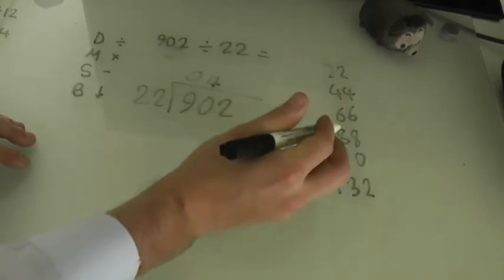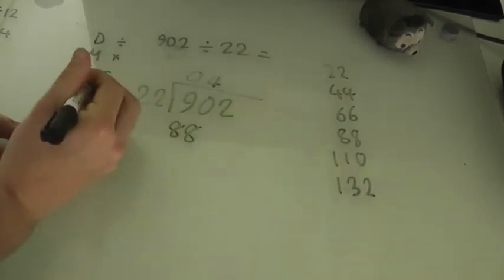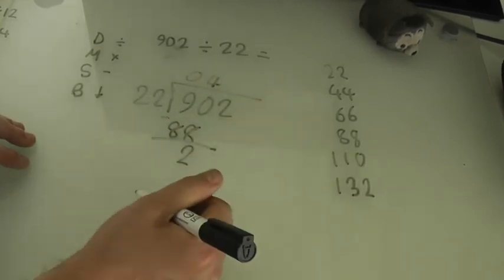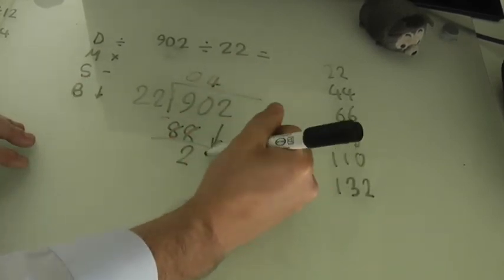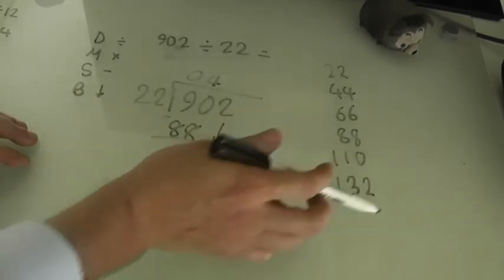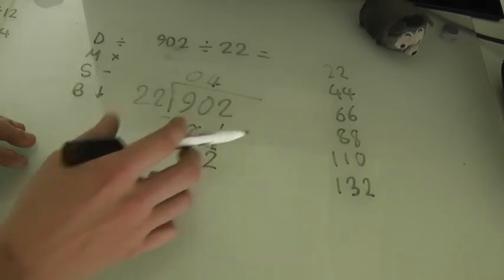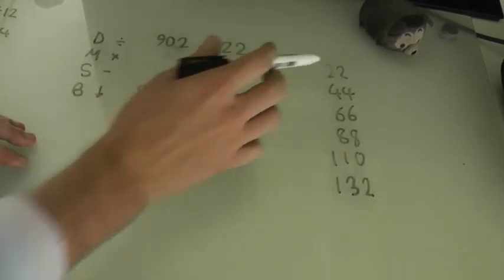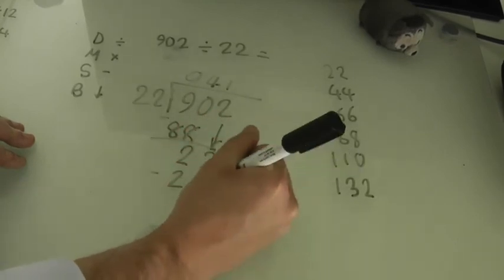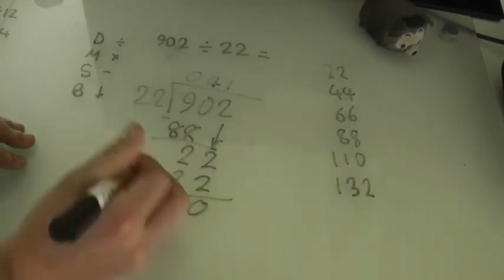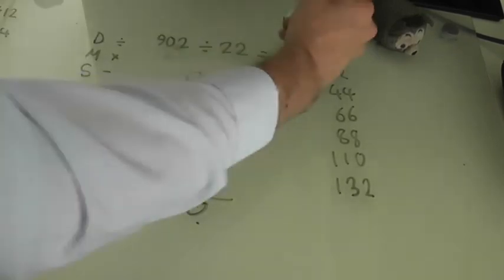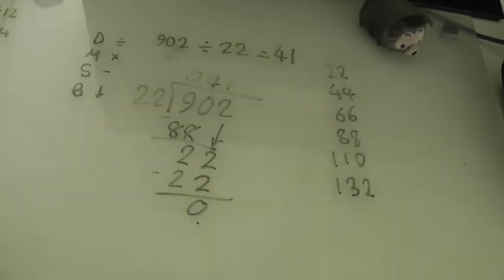So we write our 4 there, write 88 underneath. We now subtract. So we've got 90, take away 88, which will give us 2. Our next step, bring it down. Now we do how many 22s go into 22. Now I don't think I'll need this, but just to show you, we do 22, that's 1. So we put our 1 at the top. Remember, we just want to make sure that we haven't got any remainders. So as long as we've got 0 at the bottom, that tells us. So our answer is 41.